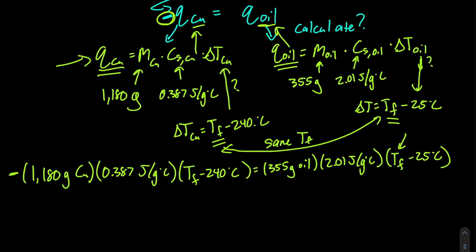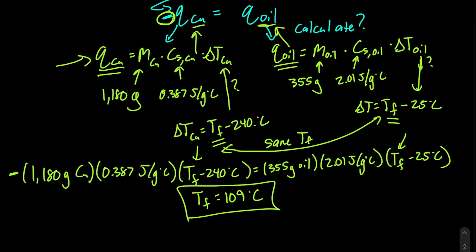So now we just have to do a little bit of algebra. I'm not going to go through all those steps, but once we solve for that, we're going to get a final temperature of 109 degrees Celsius. Now hopefully this gives us a good thought process as we are working through these heat transfer examples.